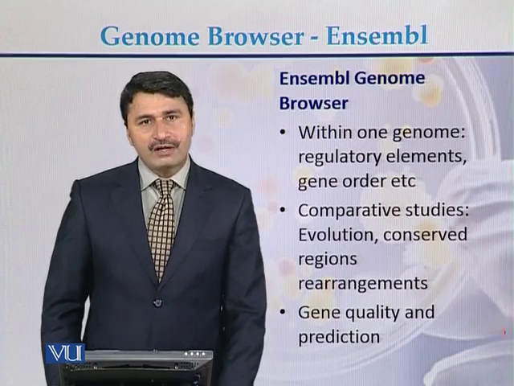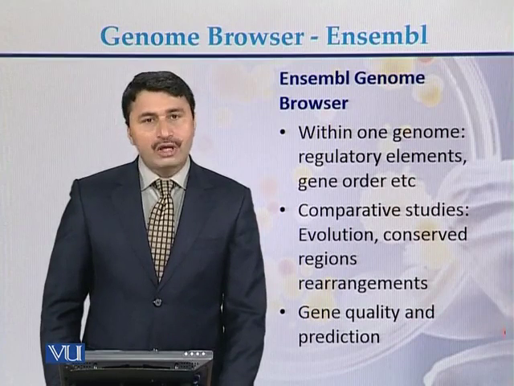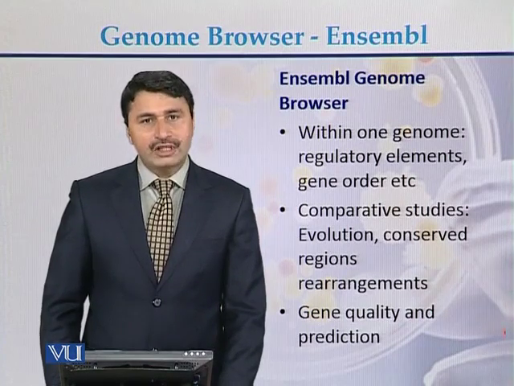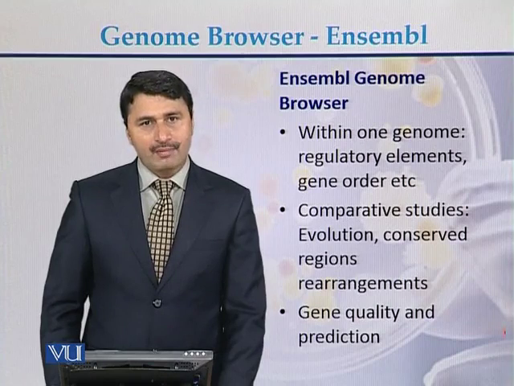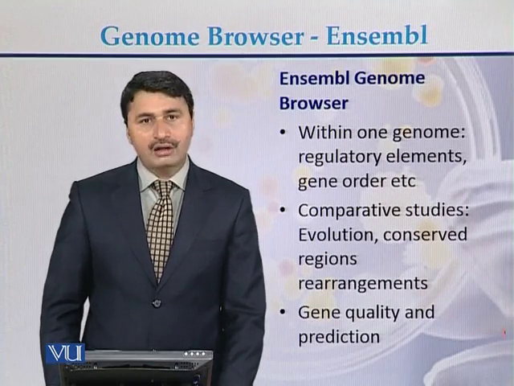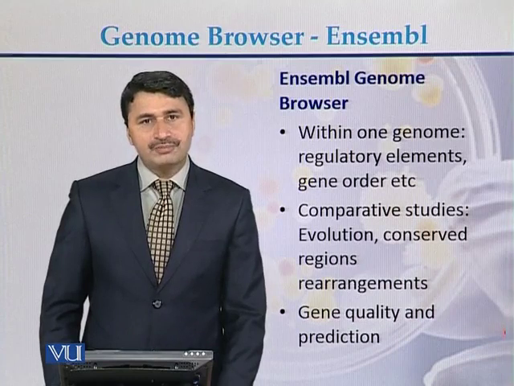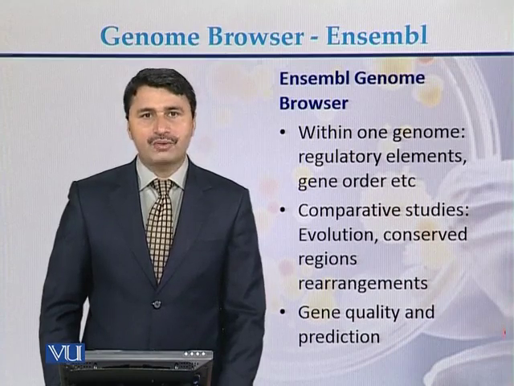Within one genome, what can we find from the Ensembl Genome Browser? Within one genome, we can find regulatory elements. We can find the gene order, comparative studies, evolution, conserved regions, or the chromosomal rearrangements. Gene quality and gene prediction can also be found from the Ensembl Genome Browser.